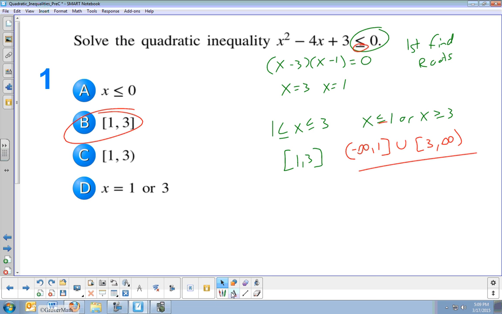What we did in Algebra 2 was just, all right, when it's less than, it's between, and when it's greater than, it's away. And that works most of the time, but not all of the time. So we're going to use a better method now.